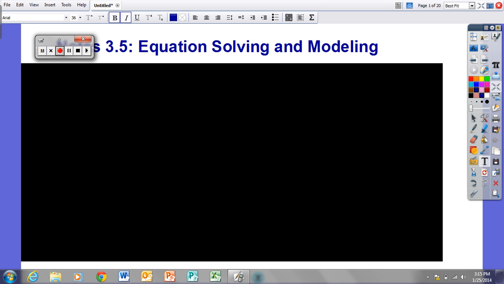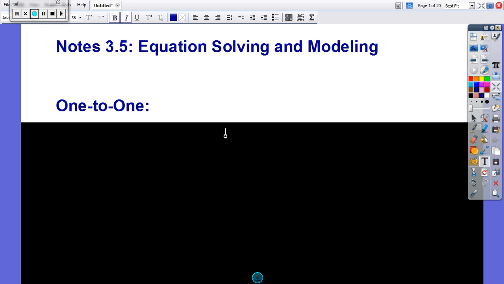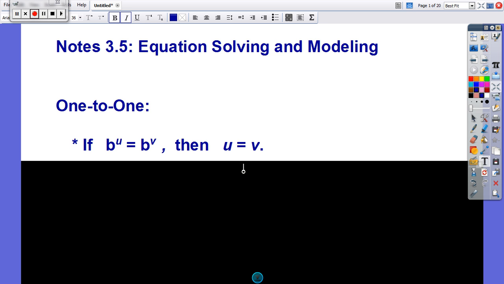Alright, so these are going to be notes on section 3.5, equation solving and modeling. The first thing that you need to write down, and this is a property of exponential functions and also log functions that helps us solve equations, is that they're one-to-one. Remember, that means that they pass the horizontal line test and the vertical line test. So we do know that they are always one-to-one. And because they're one-to-one, this is true.